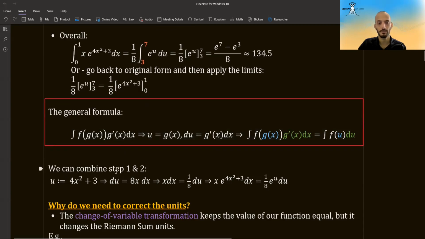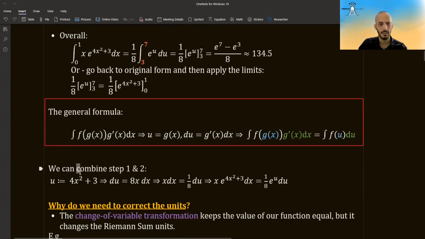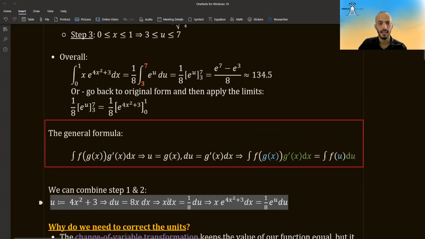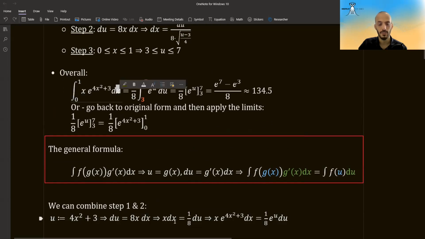Of course, you can combine step 1 and 2. I kind of did it artificially, where you put u is equal to this, and then x is equal to this. But if you combine step 1 and 2, then we see immediately that du is equal to 8x dx, and then x dx, which is what we have here, right? We want to change that. This is equal to 1/8 du, and so immediately we can move from this thing to this thing.